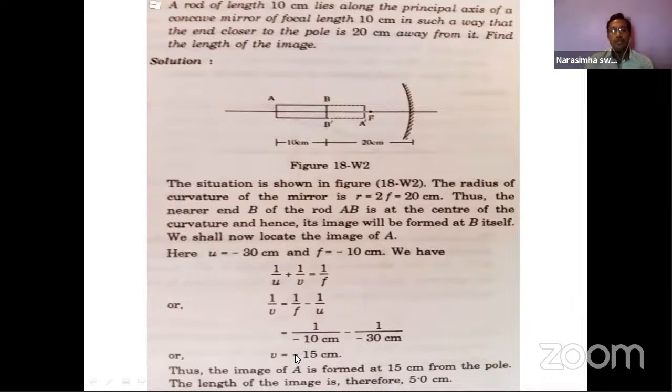The negative sign says that it is on the left side of the mirror. So the length of the image is 5 centimeters. This is the length of the image, 5 centimeters. I hope you understood this. Now shall we go for the next problem?